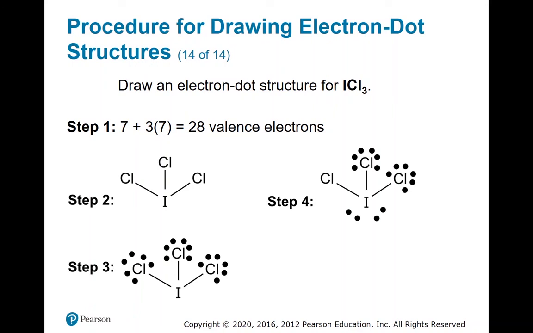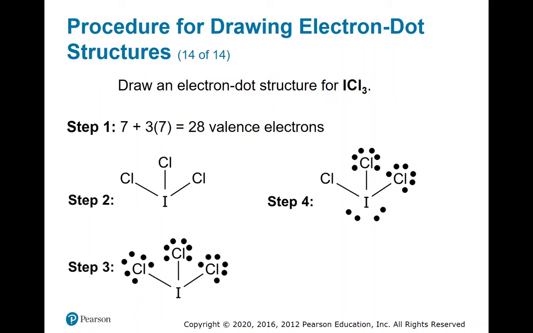Step 3 asks us to complete the octets of those outside atoms, the chlorines, and each of them only has a single bond after step 2, so we're going to use 6 electrons in the form of 3 lone pairs around our chlorine atoms, and that'll bring us to a total of 8 times 3 is 24, so we have 24 electrons used up after step 3.